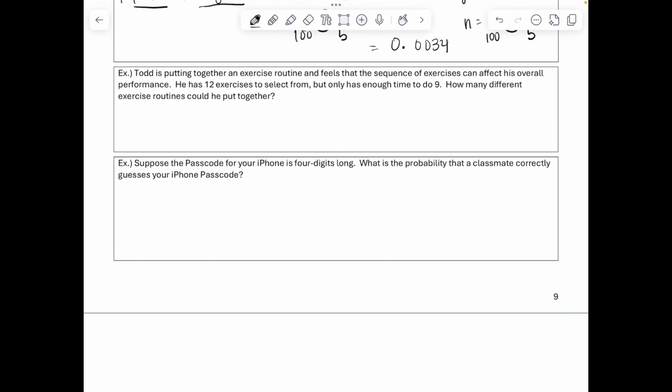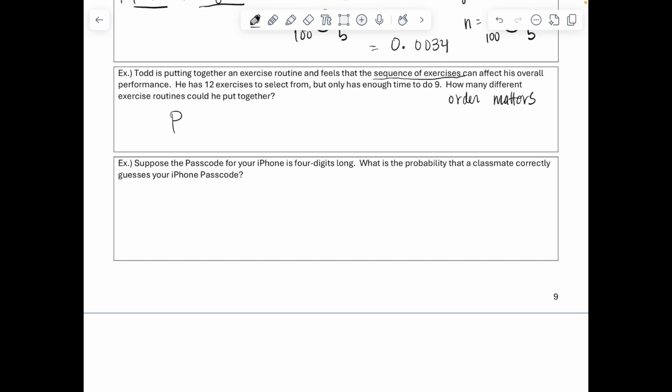The example right below says Todd is putting together an exercise routine and feels that the sequence of exercises can affect his overall performance. He has 12 exercises to select from, but only has enough time to do 9. How many different exercise routines could he put together? Now, most of us might think that the order doesn't matter here, but he believes that the sequence of the exercises is going to affect his performance. So for this one, for Todd, order matters. So this means we are using permutations.